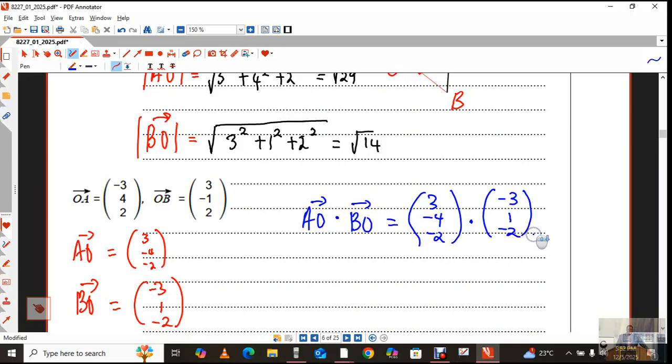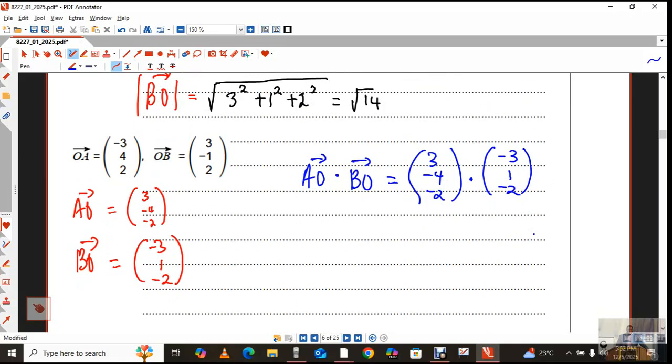So you multiply corresponding elements and add, multiply and add, multiply and add, and we're going to see what that dot product is. So we're going to have 3 times negative 3 plus negative 4 times 1 plus negative 2 times negative 2. Okay, so this here is negative 9, this here is minus 4, this here is plus 4. At the end of the day, my answer is negative 9.